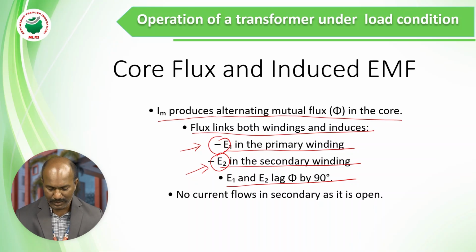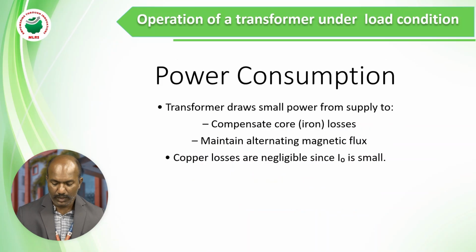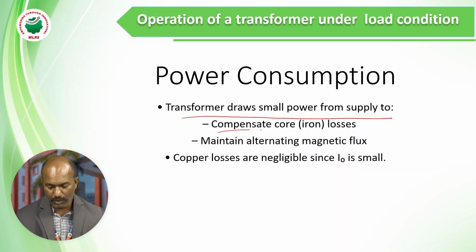Already we have seen the EMF equation of a transformer. There we derived this statement: E1 and E2 lag the flux by 90 degrees. No current flows in the secondary when it is open. So the transformer draws very small power from the supply to compensate iron losses and to maintain alternating magnetic flux.